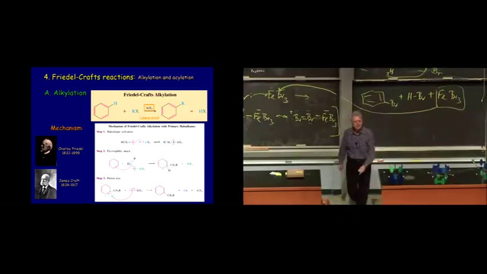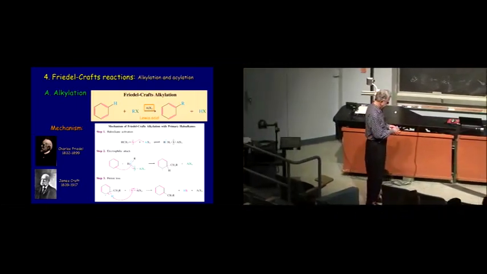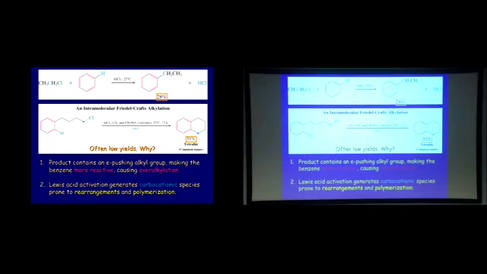But instead of Br, we have R. And there's the product. So here's some examples. Chloroethane, benzene, room temperature, aluminum trichloride. Out comes ethyl benzene. And of course the other product is HCl, that and that.